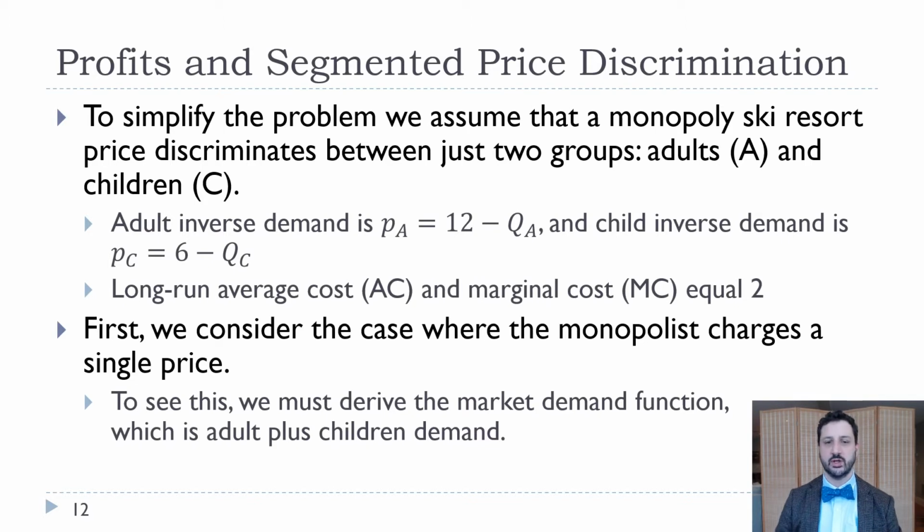So we're going to do just a really quick example with that. We've got adults that are listed by A and children C. And so our adult inverse demand curve is 12 minus QA, and the child inverse demand curve is 6 minus QC. And then the long run average cost and marginal cost we're going to assume is the same and is equal to 2. And most of the time I think we can assume it's the same, although there might be instances where it might cost more or less to serve one segment than the other, and you would have to take that into account. And so first we're going to think about where a monopolist would charge a single price.